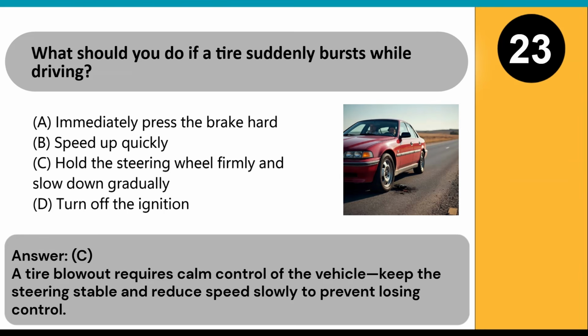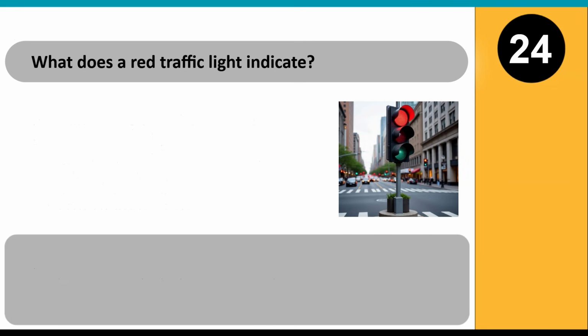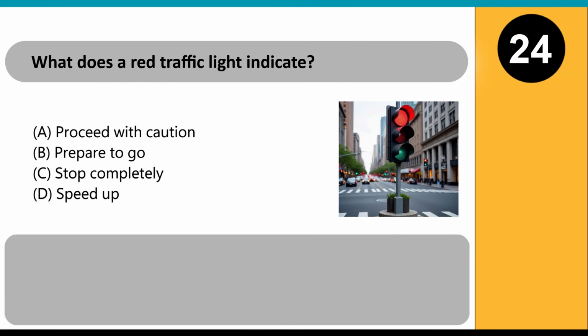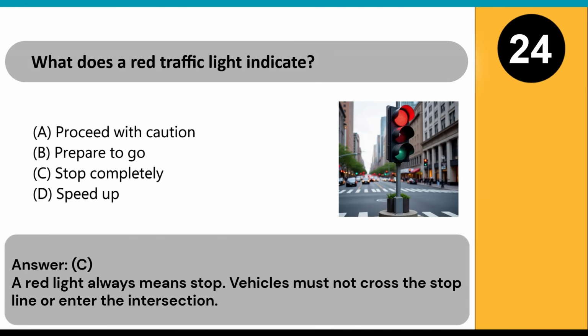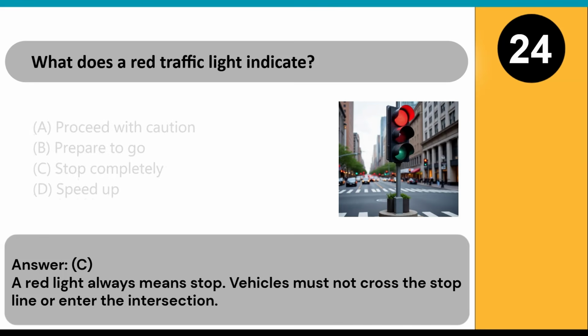What does a red traffic light indicate? A. Proceed with caution. B. Prepare to go. C. Stop completely. D. Speed up. Answer: C. A red light always means stop. Vehicles must not cross the stop line or enter the intersection.